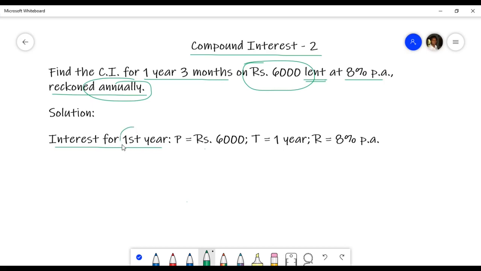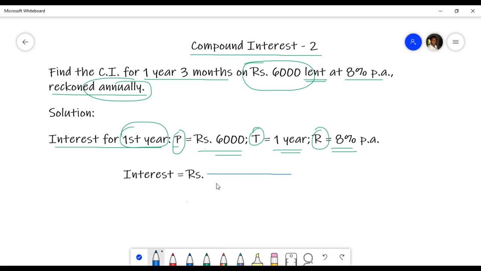The first thing we have to do is find interest for the first year, where the principal is given in the question as rupees 6,000. Time is 1 year. Remember that we have to take time each year at a time. So time is taken as 1 year and rate is 8%. The formula to find interest is principal into time into rate by 100. So we're just replacing the values. Principal is 6,000 into 1 into 8 divided by 100.